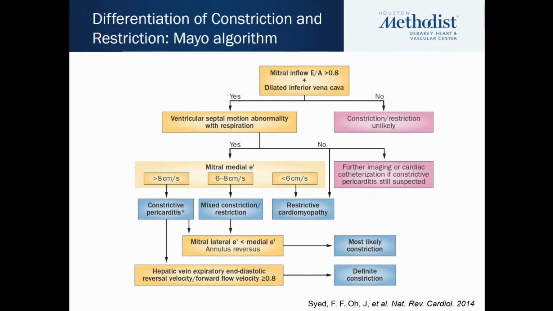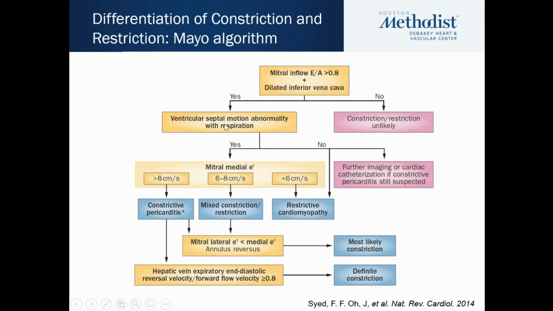Differentiation of constriction and restriction is a common question on the boards, less so clinically, but the key starting point is the presence of a heart failure syndrome. You can't really diagnose it in someone who doesn't have symptoms. The high E to A ratio, like I mentioned, and dilated IVC are highly sensitive, and unless someone had just gotten a whole lot of diuresis, it's almost necessary to get into the algorithm of trying to define if they have constriction or not.